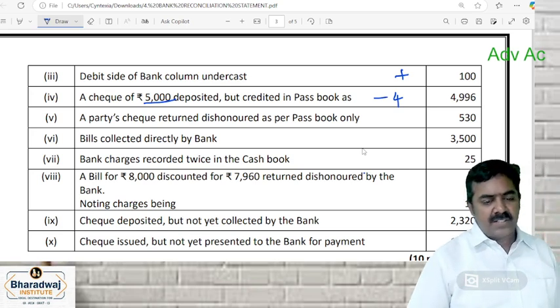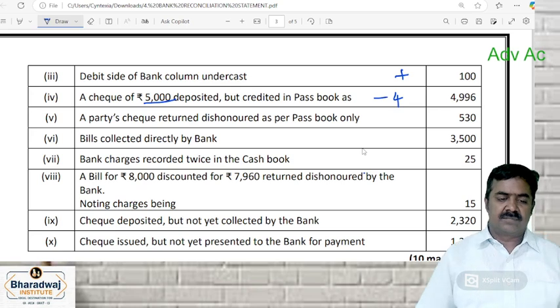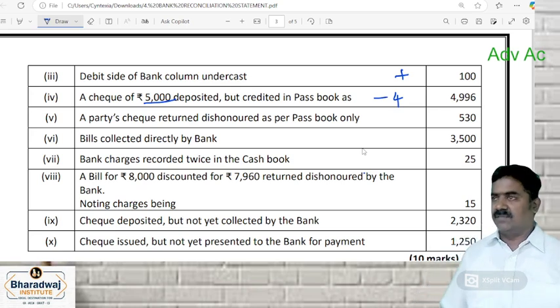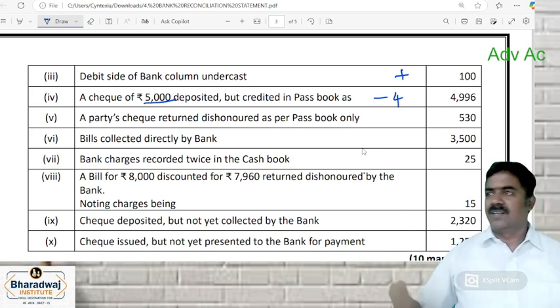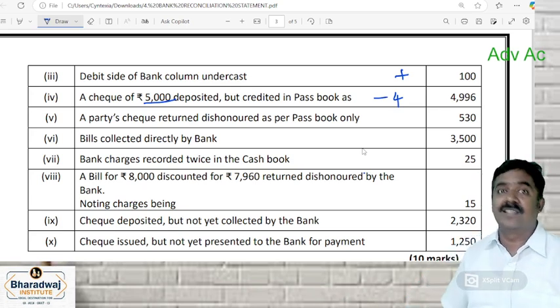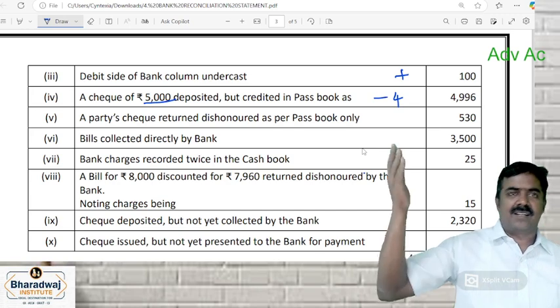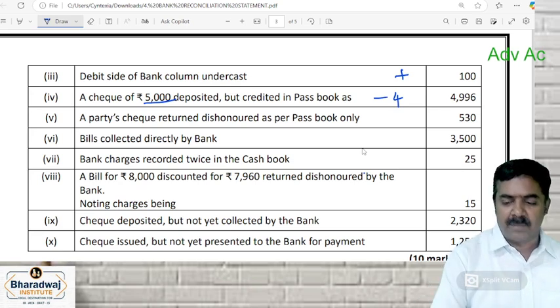A party's check returned dishonored as per passbook only. A party check means an inflow check. Check deposited, the customer would have added. Would we add it in the passbook? No, it is returned dishonored. Customer has added, we did not add in the passbook. Now what to do? Add, but OD starting final minus 530.